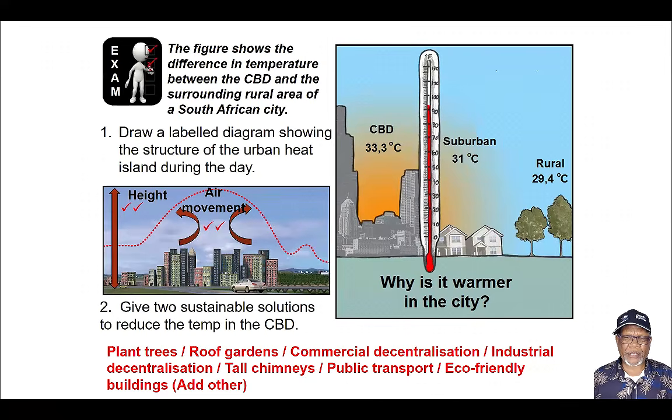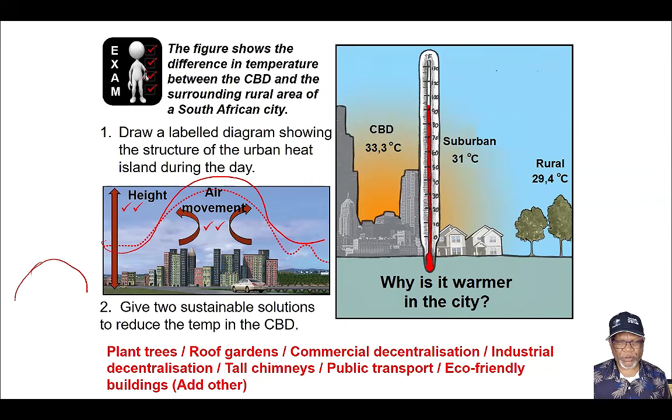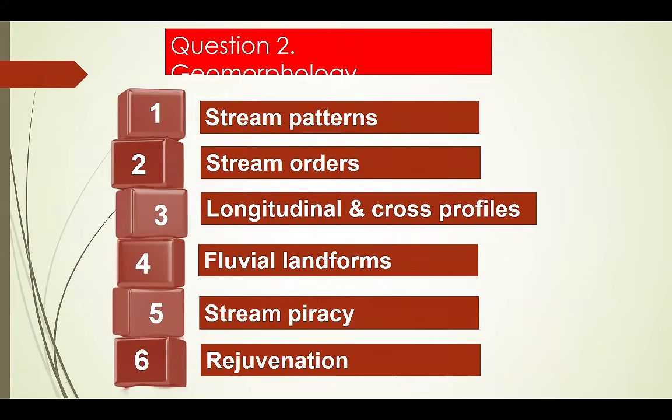Now, the figure shows the difference in temperature between the city and the surrounding rural area of a South African city. And they say draw a labelled diagram showing the structure of the urban heat island. So this is the structure showing the urban heat island during the day. So what you must show is that the urban heat island must look like this, but during the night it must be a little domey and come closer to the surface. Okay, now let's look at geomorphology.